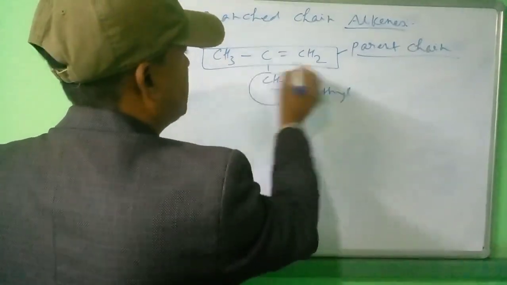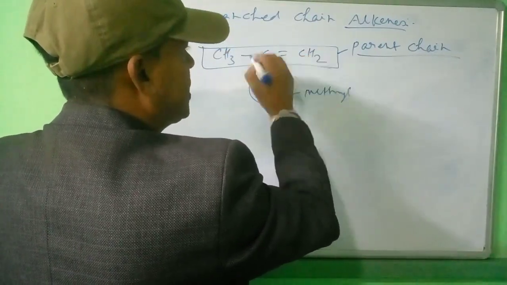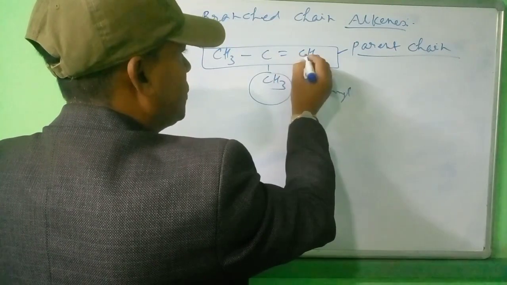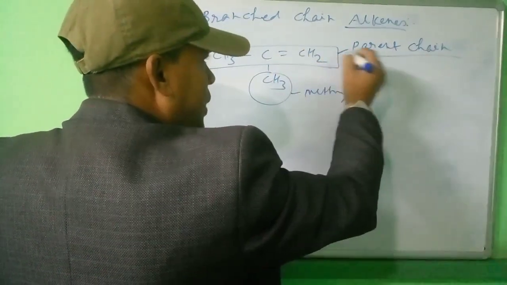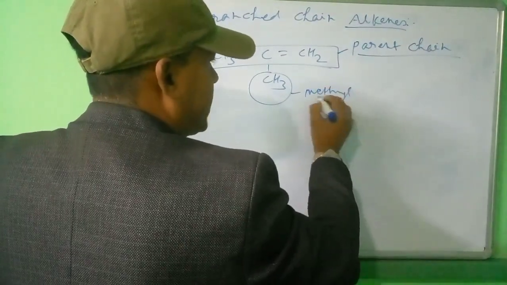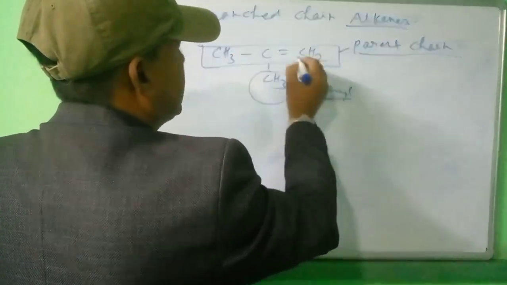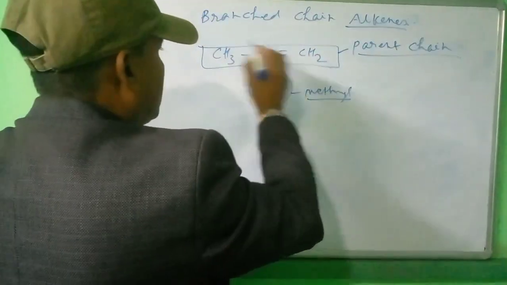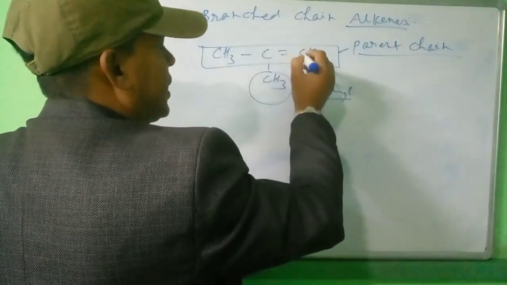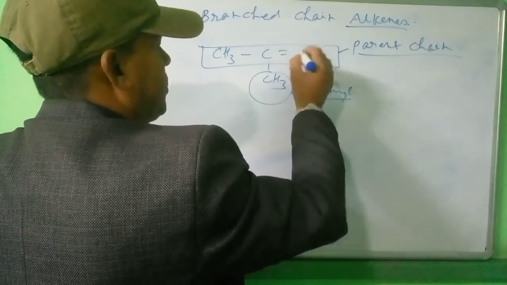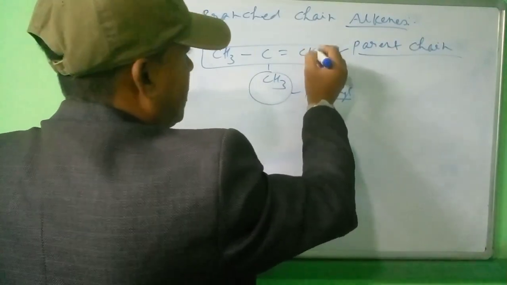Third step. First step, we select the longest chain including the double bonded carbon atom. The chain must be continuous. Don't exclude the double bond. Now write the methyl as a substituent, then number the carbon atoms of the parent chain. During numbering, we try to give the lowest possible number to the double bonded carbon, so we start the number at the end.